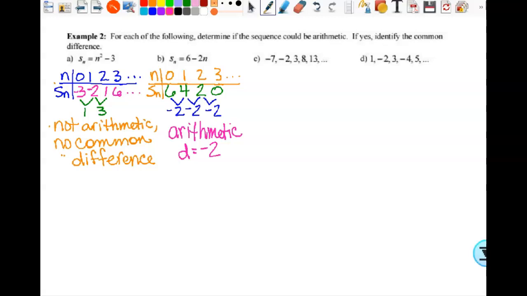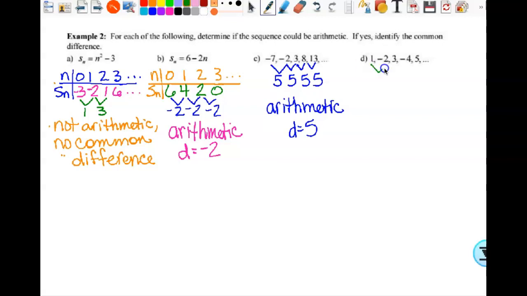All right, so then C has my data already. I'm not having to find it, but I have to look for common differences here. So what is the common difference here? 5. What about here? 5. What about here? All right, so is it arithmetic? Yes. So then I can say arithmetic and D equals 5. Everybody okay with that? All right.